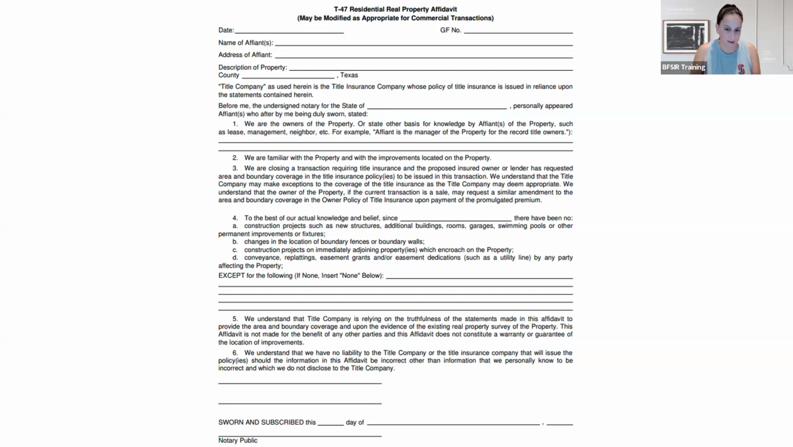Does that make sense? Zareen, what number is that? It's in paragraph 4, where it says, to the best of our knowledge, since this date, since the date of the survey that we're looking at, there have been no construction projects, no changes, nothing, no replats, nothing, except for this.